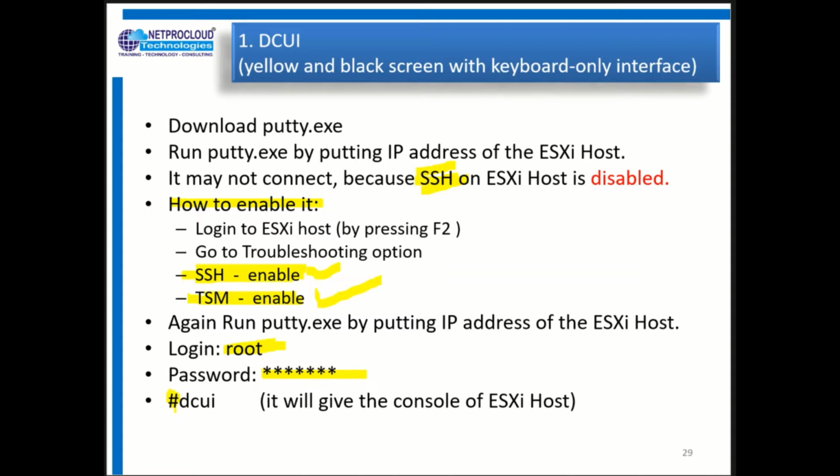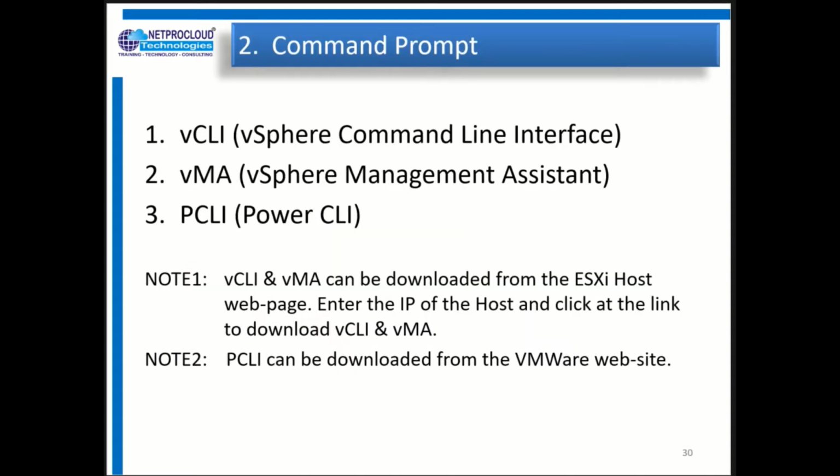Now the second method is the command prompt. Further, on the command prompt we have three options. First is vCLI, the vSphere command line interface, then VMA, the vSphere Management Assistant, and then PowerCLI. vCLI and VMA can be downloaded from the ESXi host web page: enter the IP of your host, and then click on the link to download vCLI and the VMA. And PowerCLI can be downloaded from the VMware website.